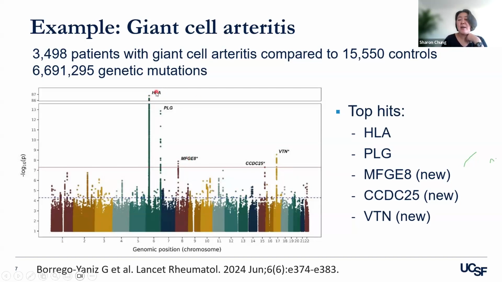One is the HLA area, and then in 4 different genes, PLG, MFGE8, CCDC25, and VTN. And I'll go into these in a bit more detail. But in this study, what's also interesting is they identified 3 new genes that are important in the development of giant cell arteritis, the bottom 3 that I have mentioned here. So that's great. So we've now identified 5 genes that are important in giant cell arteritis.